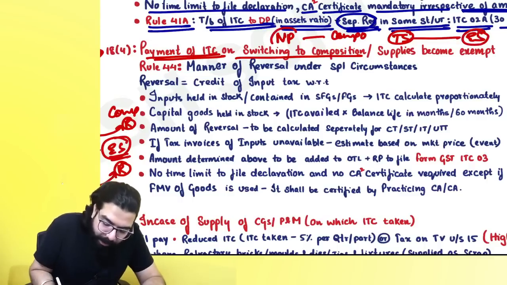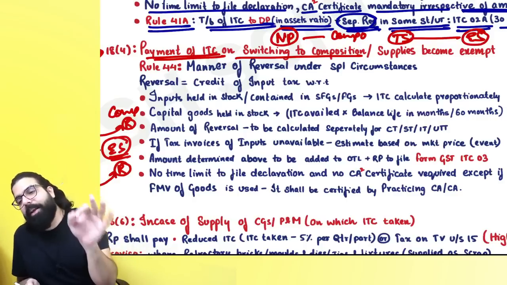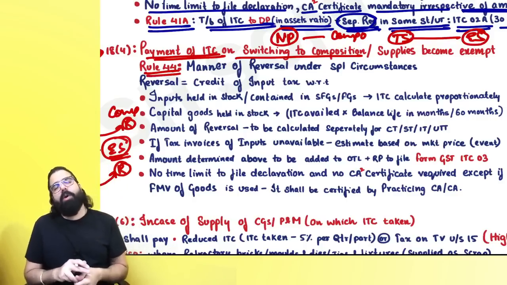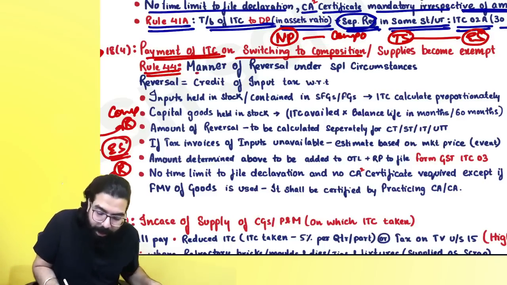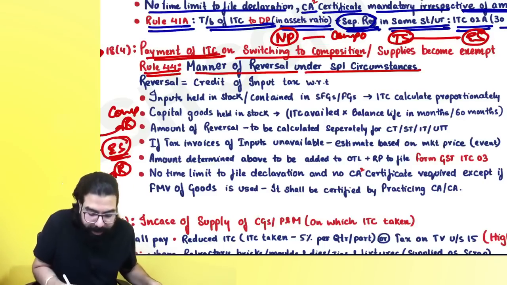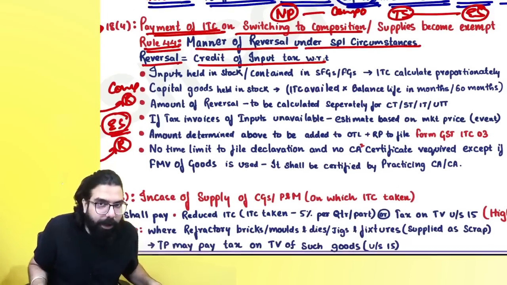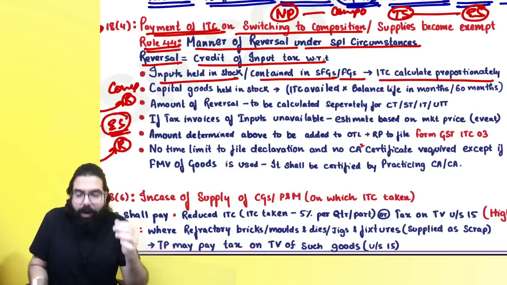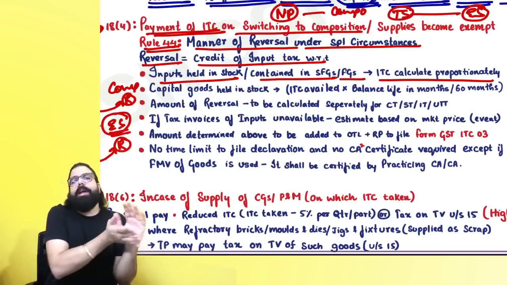Remember one thing, now what will happen? ITC reversal will happen. Everyone over here, rule number 44 talks about ITC reversal. It says manner of reversal under special circumstance. Reversal with respect to inputs which are there in your stock, semi-finished goods and finished goods. Whatever ITC you have taken, please go ahead and reverse it.